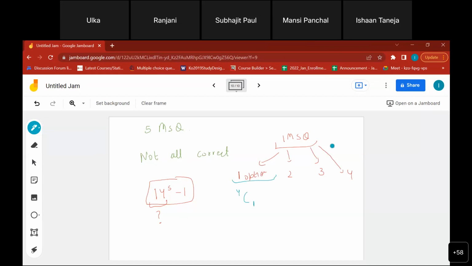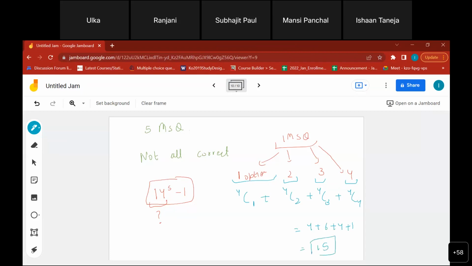4C1 ways. In how many ways can you take 2 options? 4C2. In how many ways can you take 3? 4C3. And 4C4. So in general, the total number of ways to attempt one MSQ question is 4 plus 6 plus 4 plus 1, which is 15.